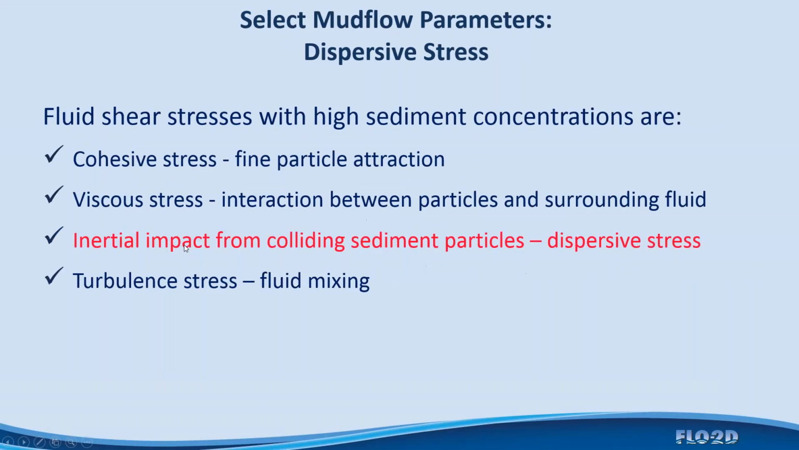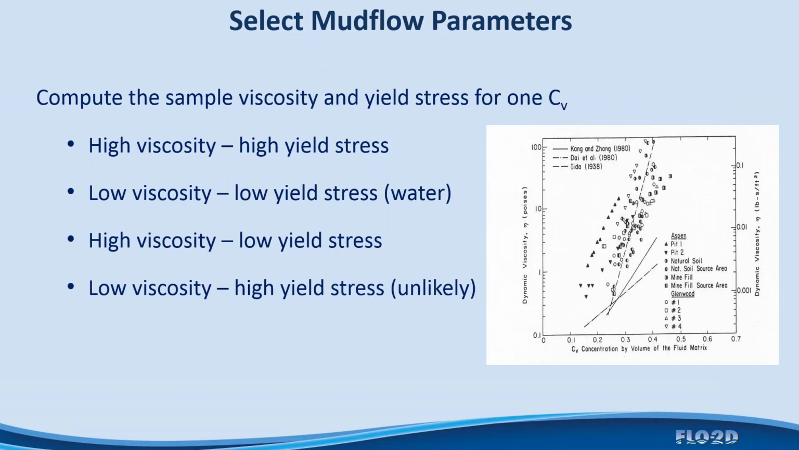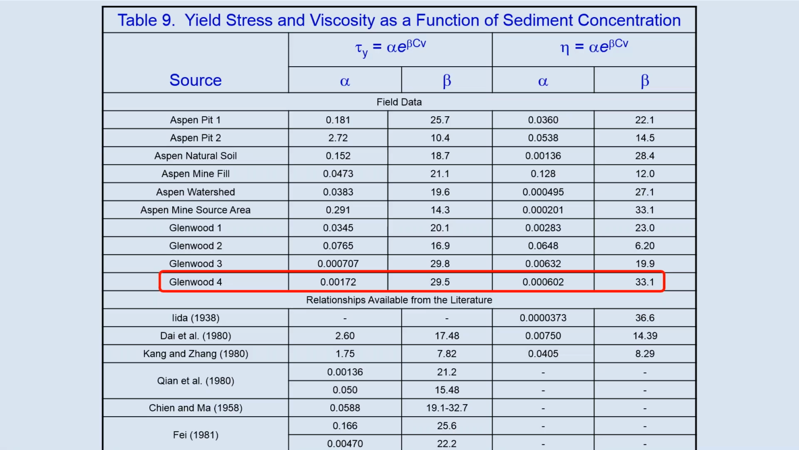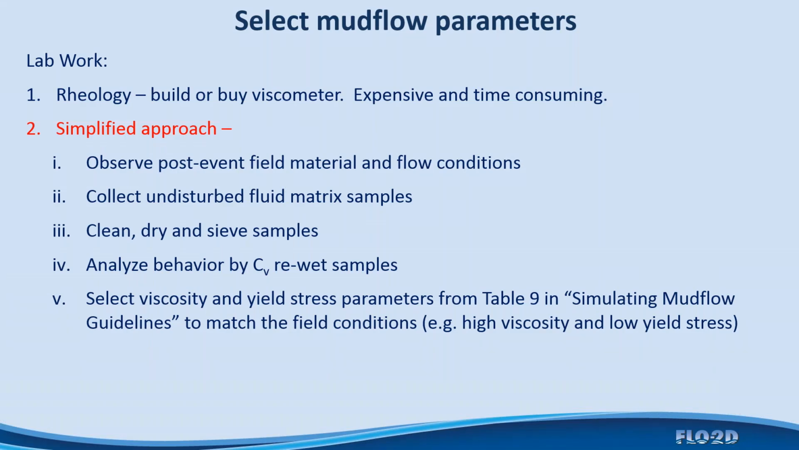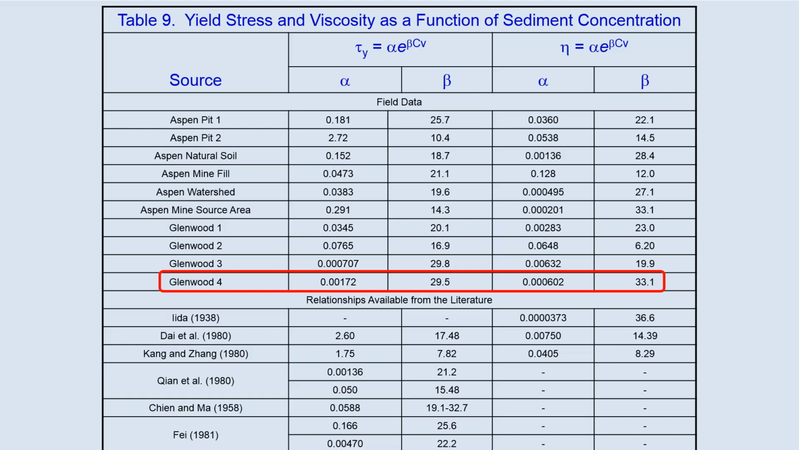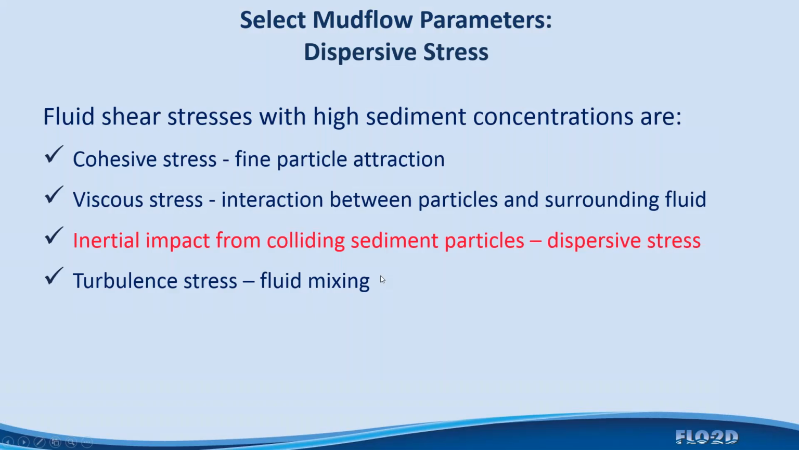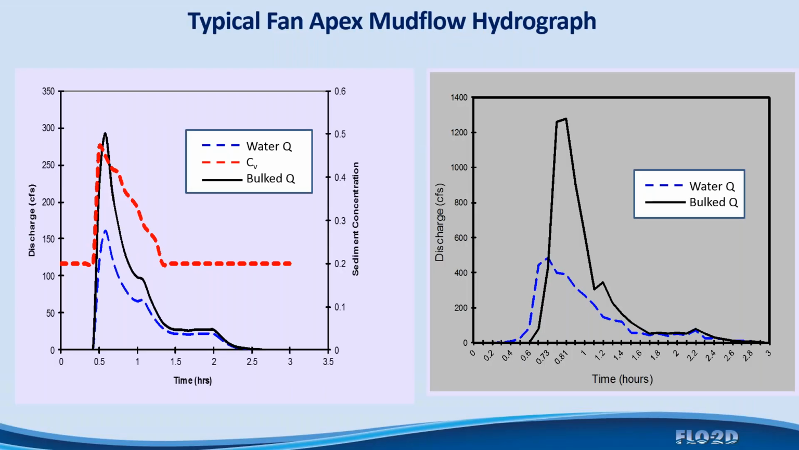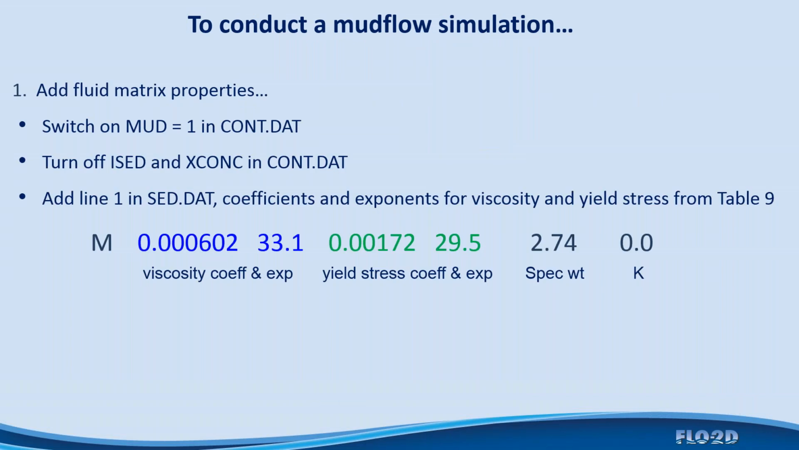I'll go back through this for you. Here it is. So this is Glenwood number 4. You can see this is 0.00602 and 33.1. We just remember those two numbers. And you come up here to the M line, just the M line in sed.data.